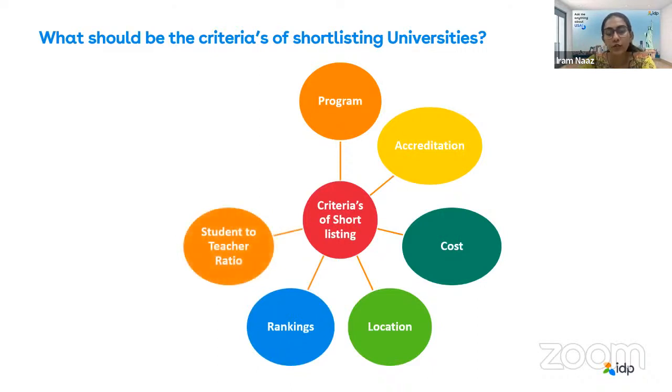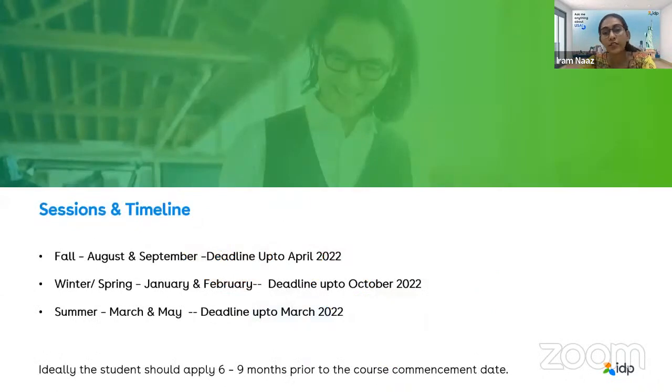Next is student to teacher ratio. Most USA universities offer a 16:1 ratio for students. For 16 students, there will be 1 professor. So the student needs to check the student teacher ratio as well, so that they can have good exposure with the learning. If there are fewer students, then the exposure for learning will be more. And classroom environment.